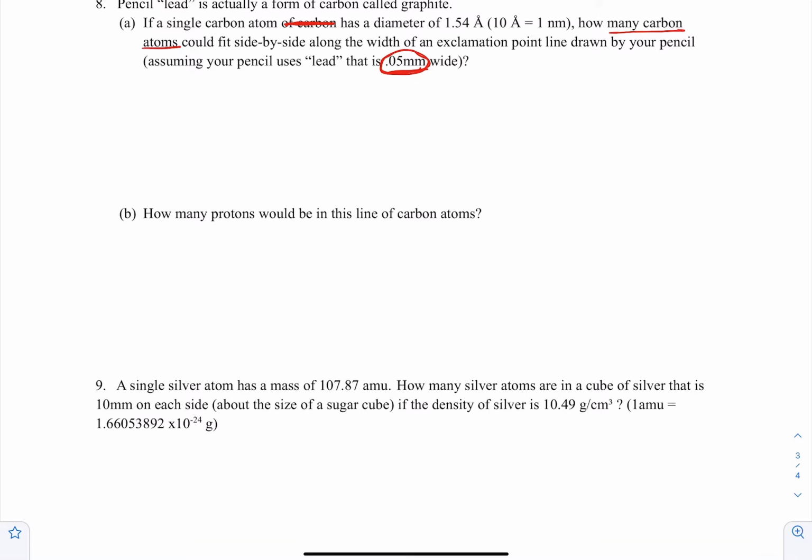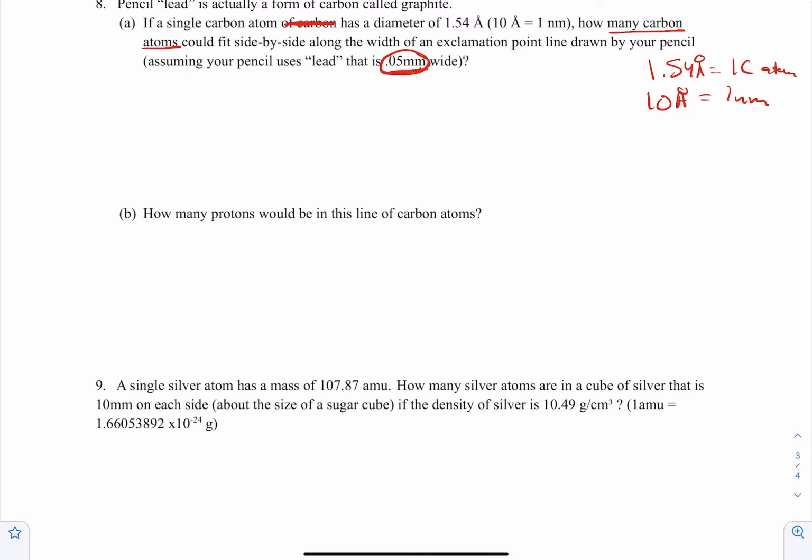So I'm going to write a list here of my conversion factors. So I know that 1.54 angstroms is equal to 1 carbon atom. All right, and then I know that there are 10 angstroms in 1 nanometer. And that's about it.